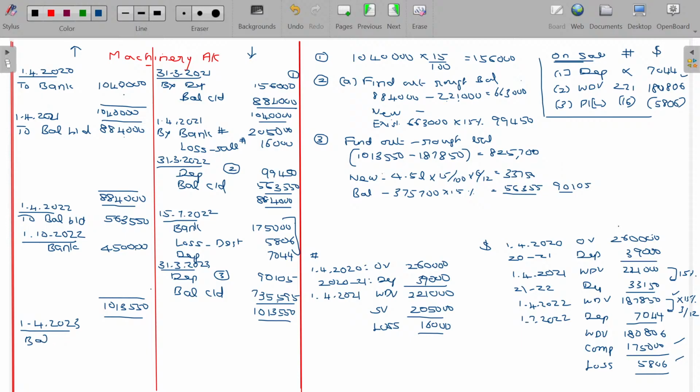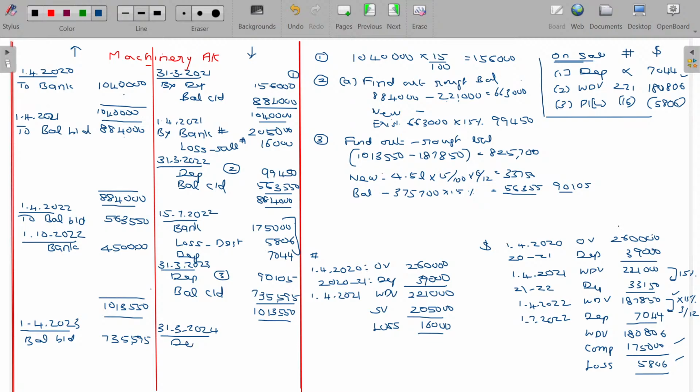Balance brought down, this value being 7,35,595. And here we don't have any transaction in the last year. As we don't have any transaction, you just have to calculate the depreciation and subtract. So for the year ended 31st March 2024, you subtract the depreciation here.